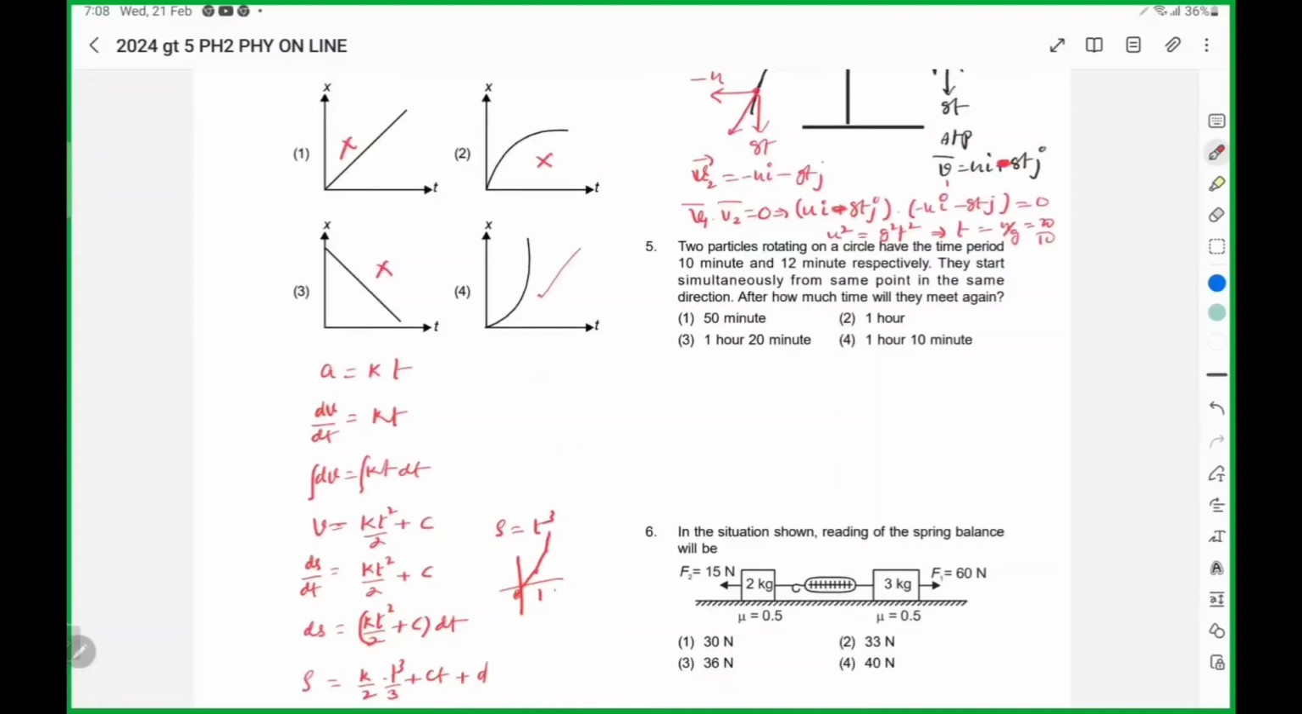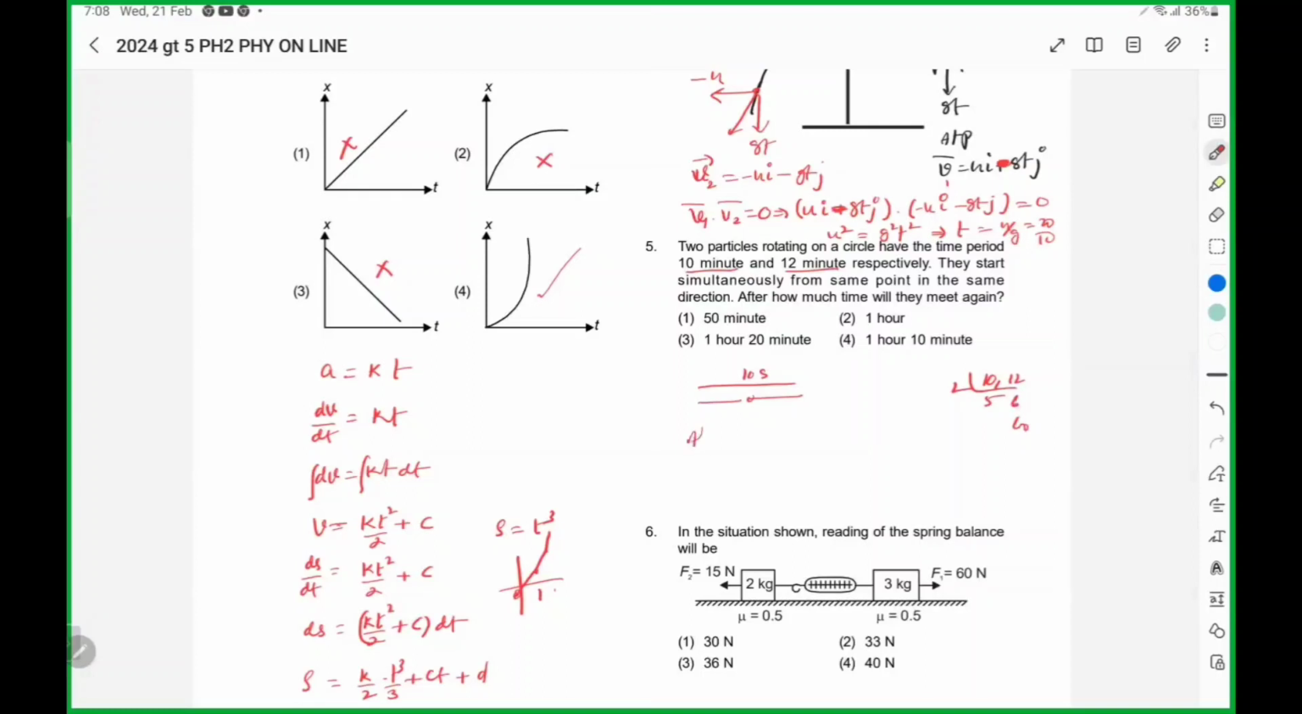Two particles rotating on a circle have time periods of 10 minutes. Time period means one particle takes 10 minutes to complete one oscillation, another one takes 10 minutes, and the other takes 12 minutes. So this is a simple LCM problem.